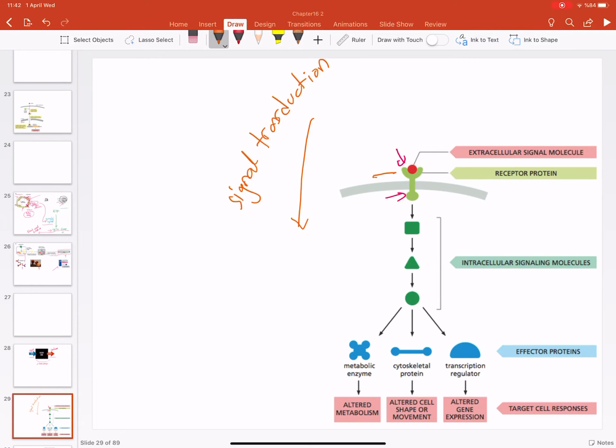See, the signal is received in one way and it is converted into another form. So it's again a chemical, but the signal received from the outer environment is different from the signal that is expressed in the inner environment, the intracellular portion.